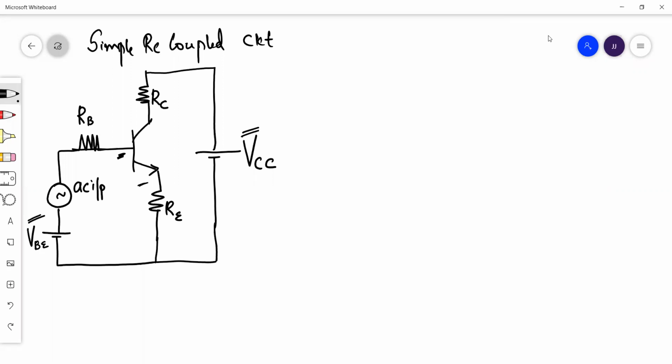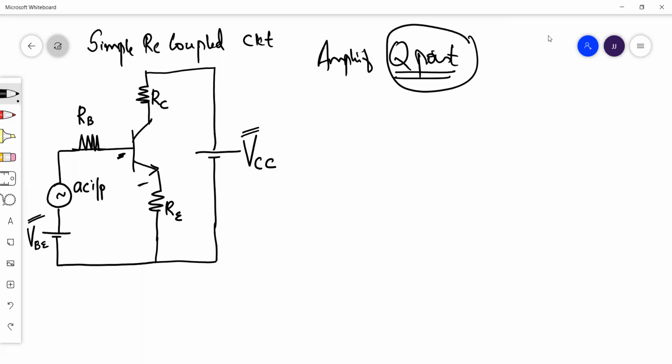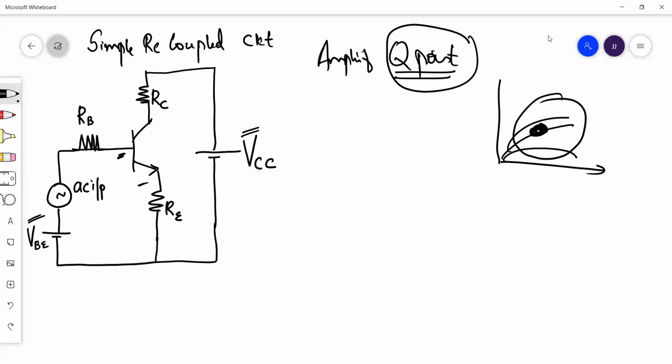The reason is that for an amplifier, we discussed the concept of Q point. The Q point must be at the center of the active region. In the graph we said that the Q point must be stabilized at the center point of the active region. For that, I am connecting all this circuitry.